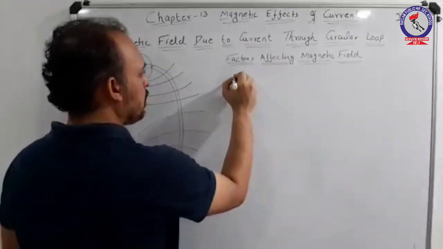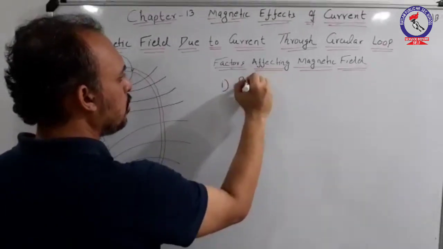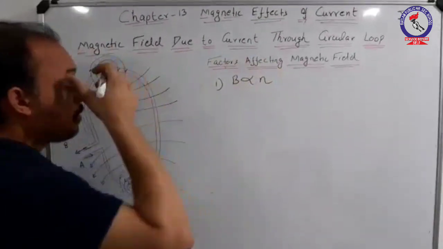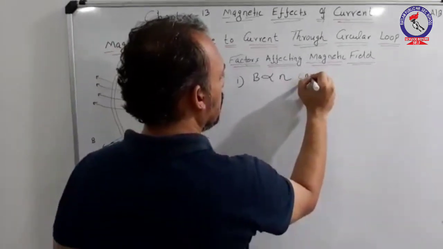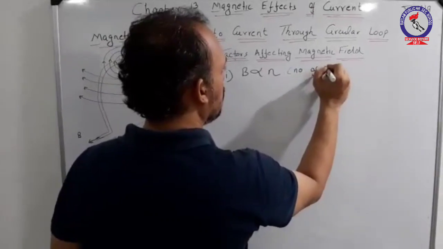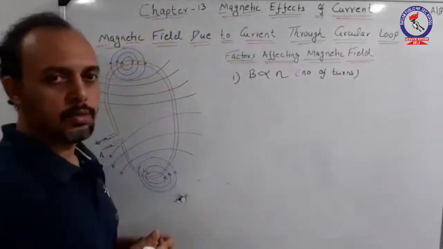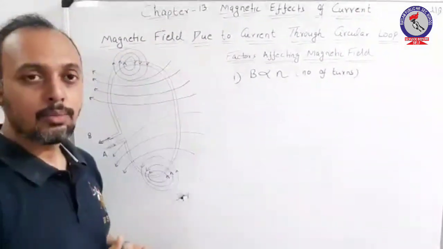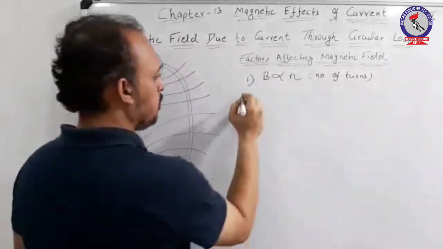The very first factor: magnetic field due to a circular coil is directly proportional to N, where N is the number of turns. N represents the number of turns of a coil. That is, greater the number of turns, greater will be the strength of magnetic field produced.